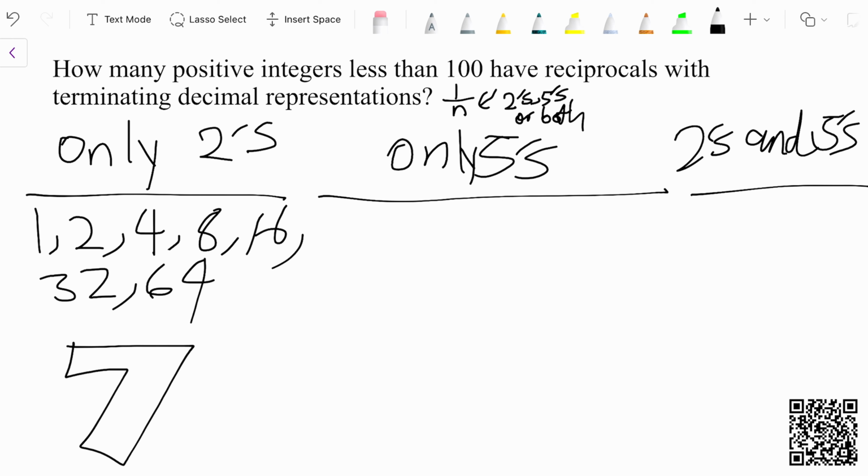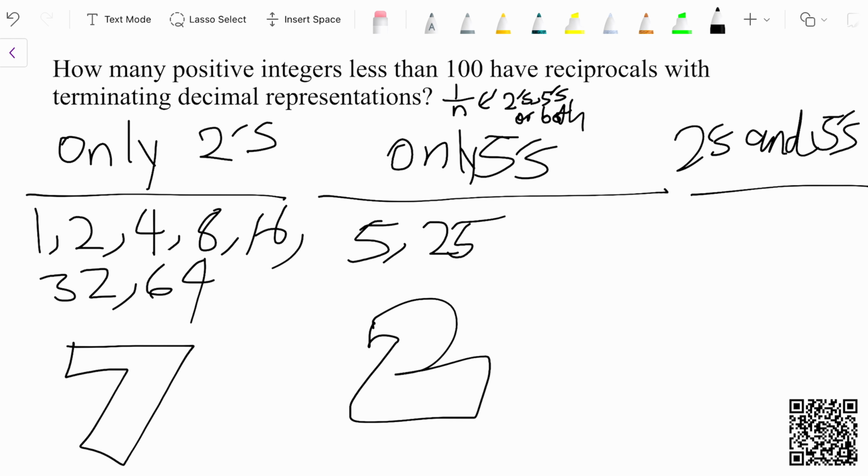Moving on to only fives, it's basically powers of 5 within 100. So 5, since it is 5 to the power of 1. Technically 1 is also a power of 5, but we've already included it, so I will not include it again because that would be overlapping. 5 to the power of 2 is 25, but 5 to the power of 3 is 125, so it stops here. There are only two numbers that fit this category.